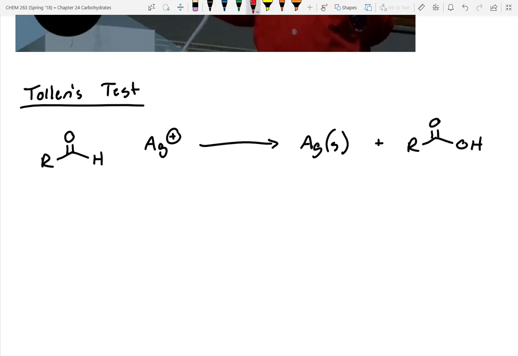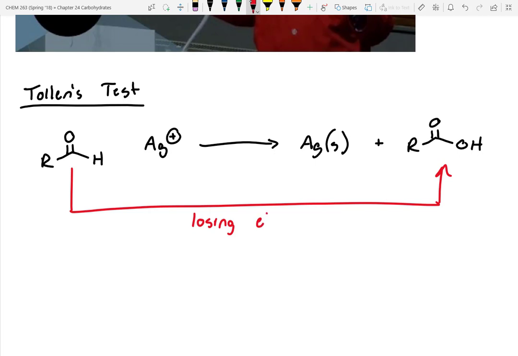So it's important to remember in this situation, it's losing electrons. Therefore, it's oxidized. It's transferring them to the silver, right? Because the silver in this case must be gaining electrons.